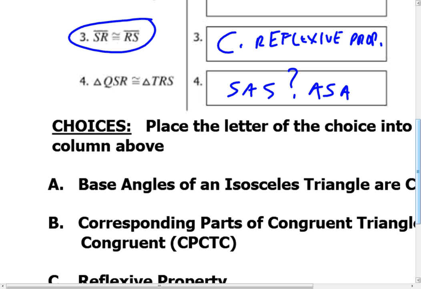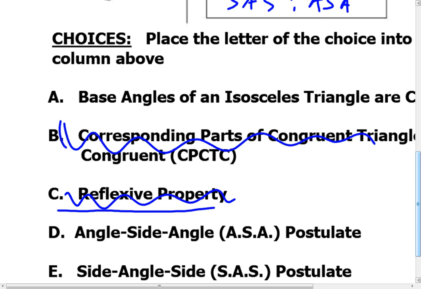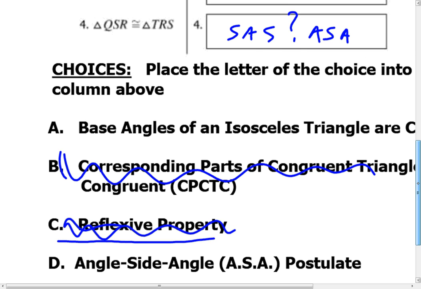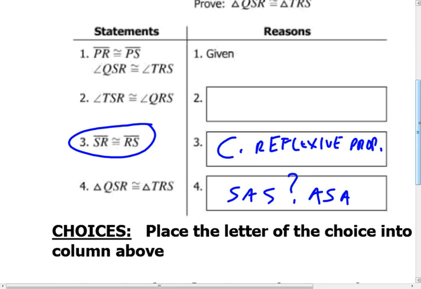When would I be using CPCTC? Would I use it for this one? No, it would be the next step, and they're not showing any next steps. So I know this is not B. So I've already used these two up. What's the only one left that I haven't used? Base angles of an isosceles triangle. Does this mention angles? Yes. That would be choice A, base angles congruent.